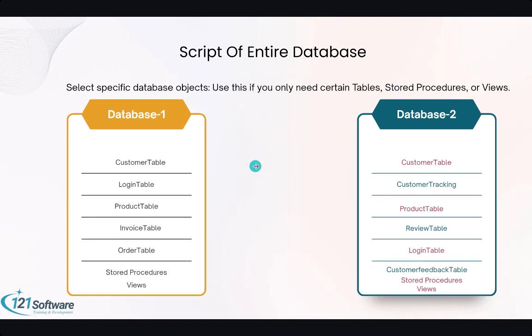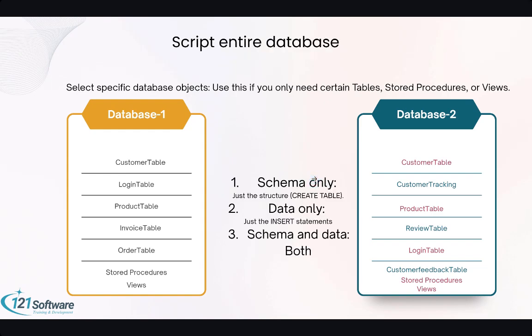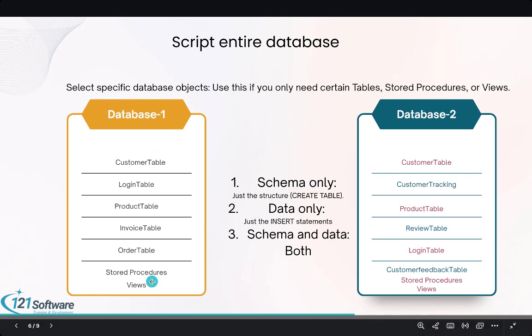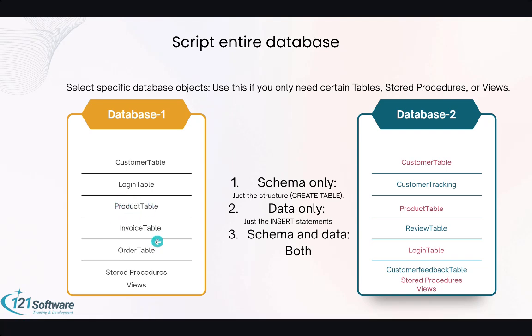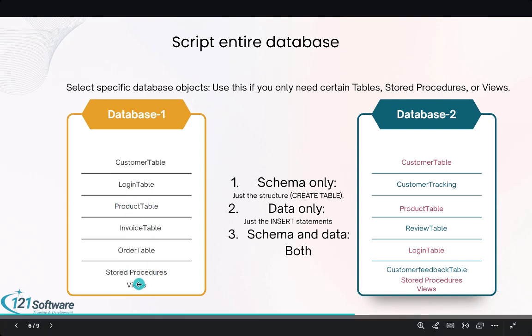Now we discuss how to generate the script of the entire database. If we have a requirement like we need to generate multiple table scripts, stored procedures and views, then we're going to generate the schema. So suppose, take an example, database one contains this type of tables. I need to generate the script of the customer table, product table, login table, and some stored procedures and views.